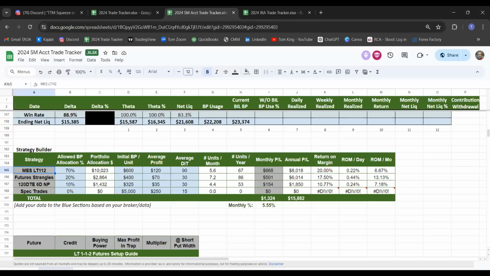Okay, this is a small account, so the risk level is different in my small account. I'm willing to risk more in a small account than I am in my trade account, and then the trade account risks more than my IRA. So IRA is going to risk the least. Small account's going to risk the most. Why? Because it's a small account, and in order to grow a small account decently, you have to take on more risk. So my strangles allocation is higher in a small account.